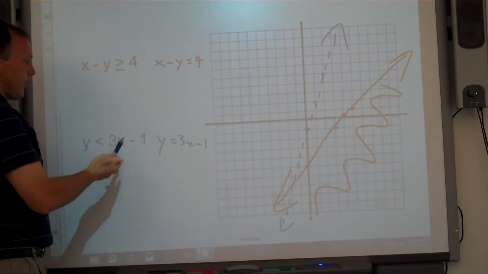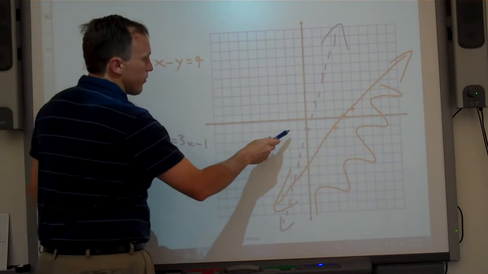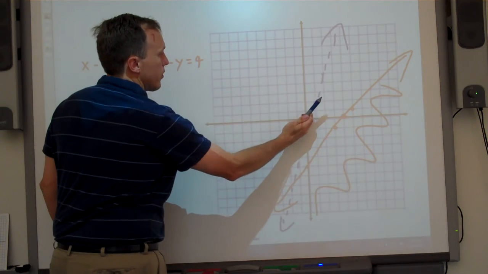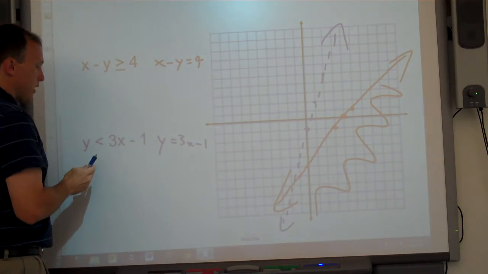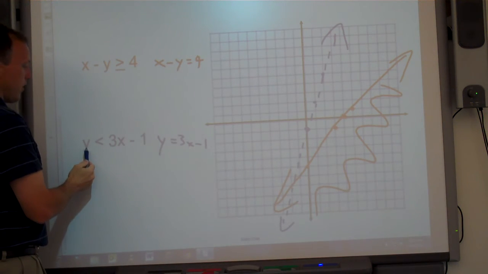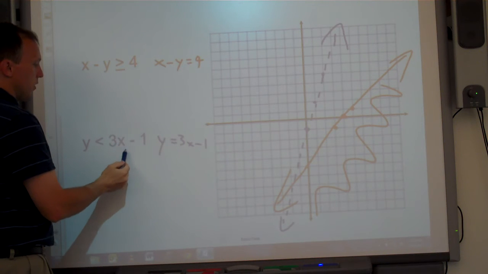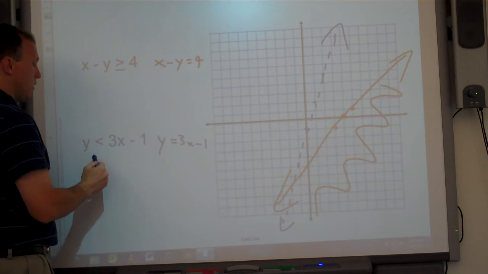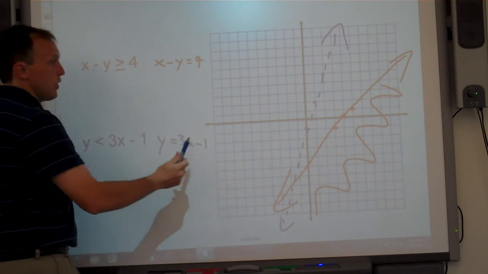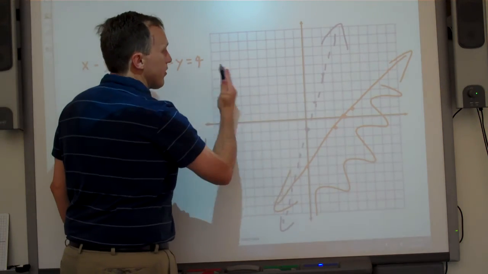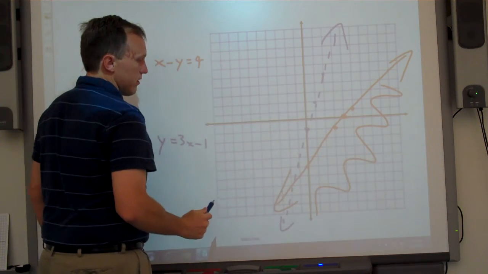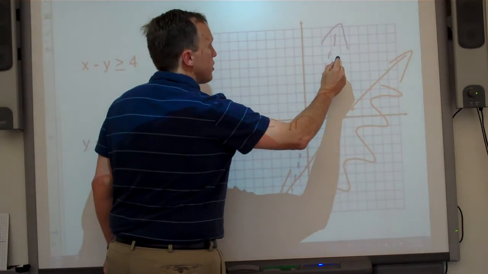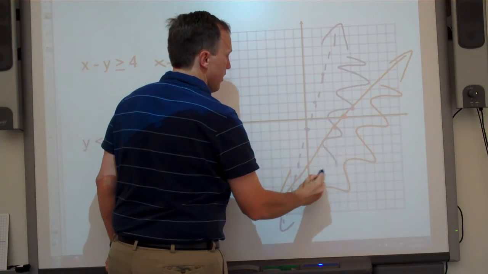And again, let's figure out the side of shading. So 0, 0 is clearly on that side of the blue line. And so if we plug in 0, 0, what happens? Is 0 less than 0 minus 1? Well, 0 minus 1 is negative 1. 0 is not less than negative 1, which would suggest that this is not the side that we should shade. We should shade this side. And so we end up shading this side.